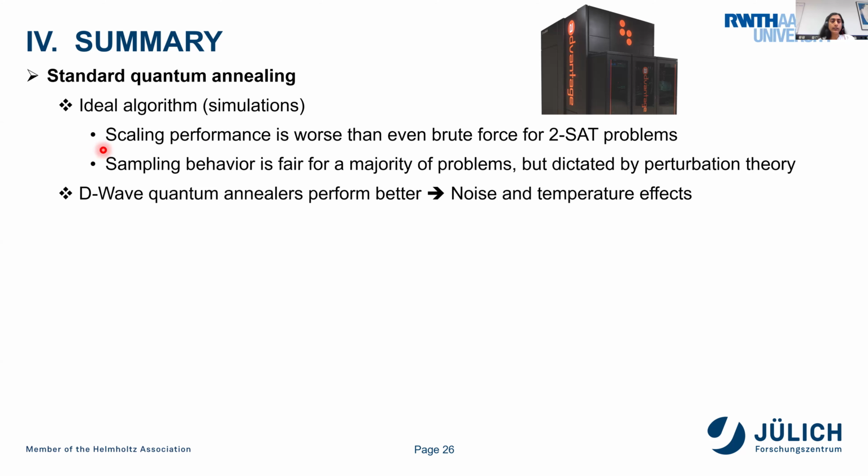And we found that the sampling behavior or the sampling efficiency of quantum annealing for finding all the solutions is majorly fair for the set of problems, but it is dictated by perturbation theory. On the other hand, the D-wave quantum annealers were found to perform better in both these aspects for these 2 SAT problems, but such a deviation between the ideal results and the results from the D-wave hints towards noise and temperature effects or other imperfections in their devices.